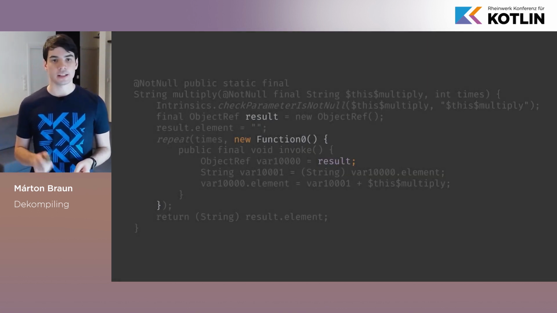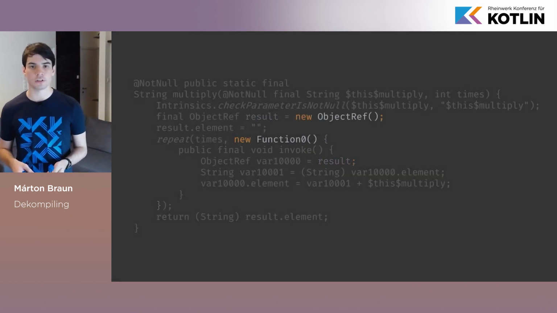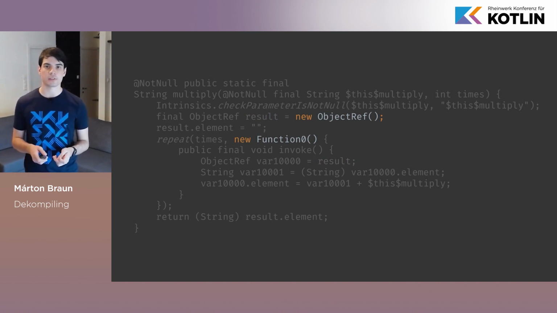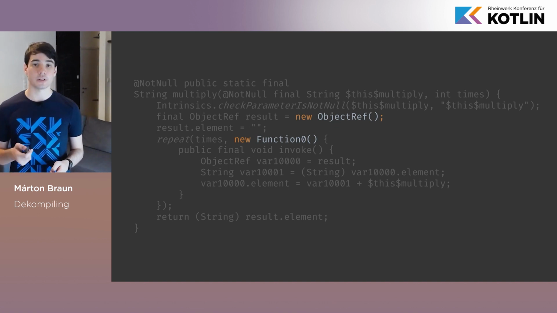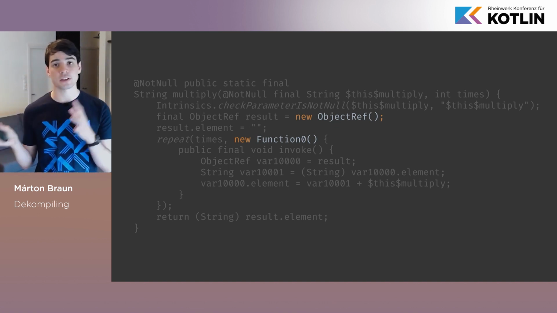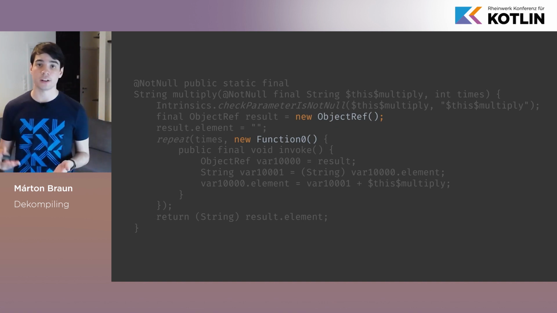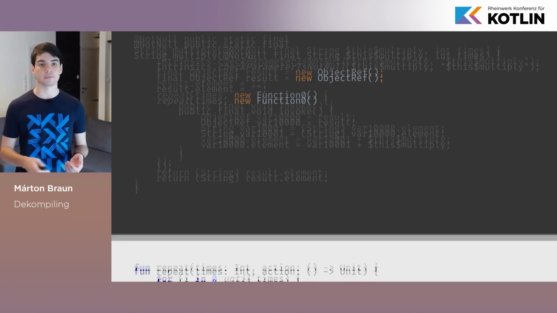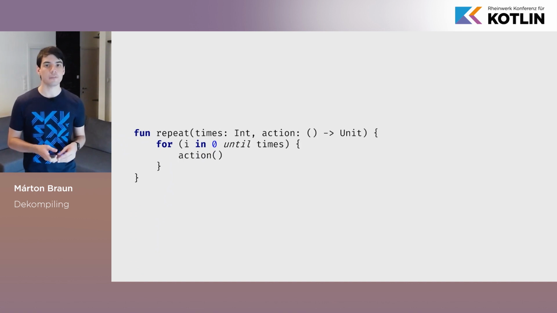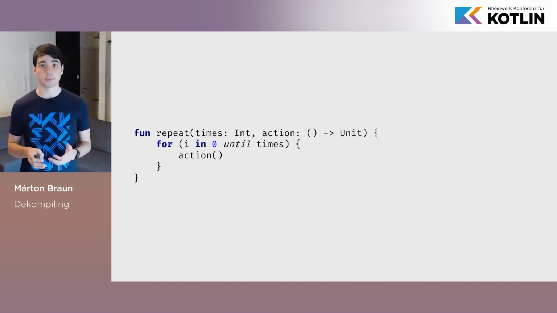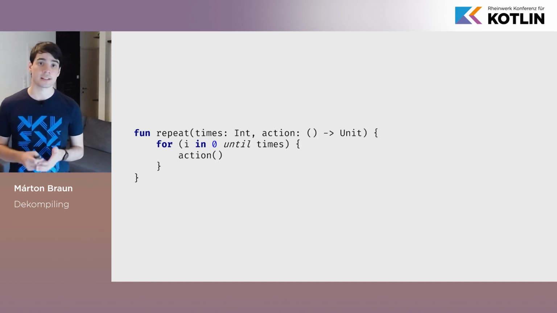Okay, getting back here. So we're doing all of these allocations. We're creating these object refs, we're creating these function zeros and so on. What if we could avoid this? What if we could extract logic from our multiply function and didn't have to pay the costs of creating objects and calling functions and so on? Well, if we go to the repeat function, we can do something that does just that exact thing for us.